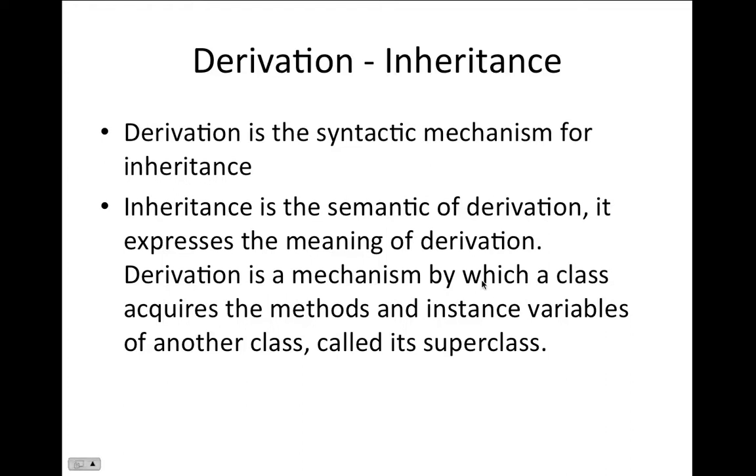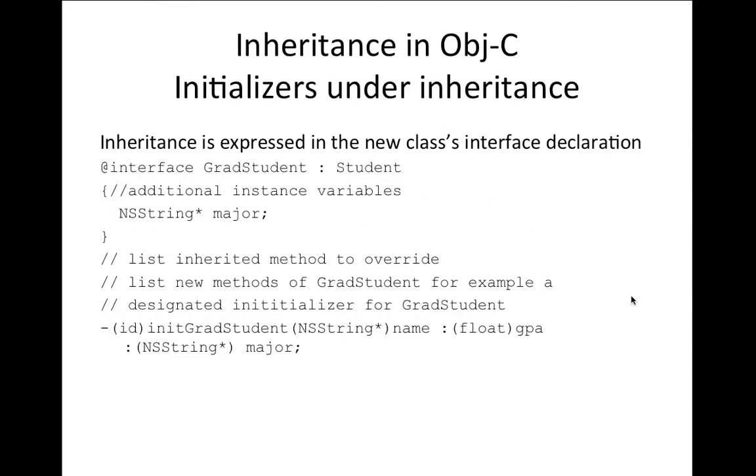So the derivation is the mechanism by which the class acquires the methods and the instance variables of the other class. It's called its superclass. So the same concepts that apply in other object-oriented languages apply in Objective-C, where we have subclasses that have superclasses, and a subclass can be a superclass, and a superclass can be a subclass. And essentially, we have an entire hierarchy of classes. Inheritance is expressed in new classes in terms of its interface declaration, and here it is. Here we have interface grad student : student.